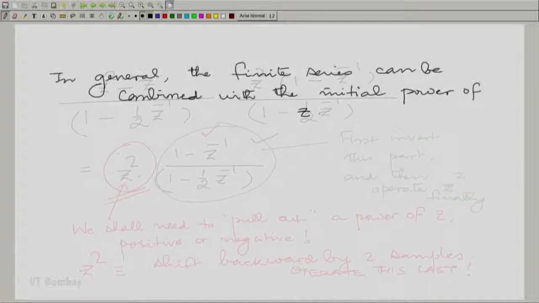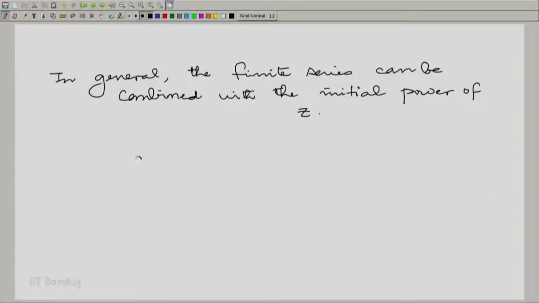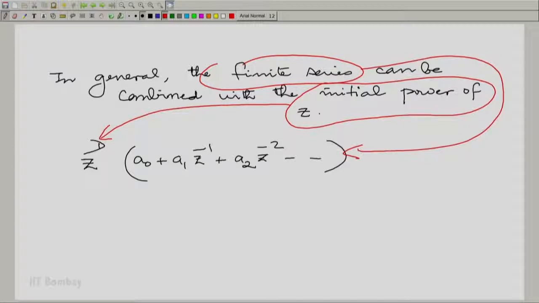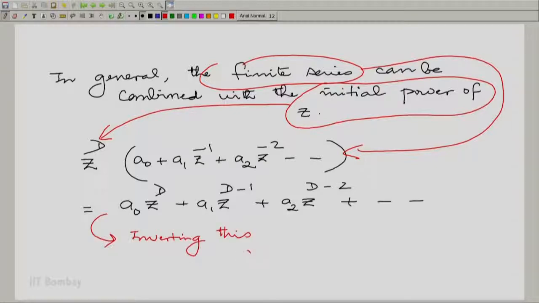So, in general, suppose for example you have a finite series that looks like A0 plus A1 z inverse plus and so on, and then you had an initial factor of z to the power d. I am saying essentially that this initial power of z is this and the finite series is this. Then you can combine them. So, you can write A0 z to the power d plus A1 z to the power d minus 1 plus and so on. And inverting this is very easy. We simply get A0 delta n plus d and so on.